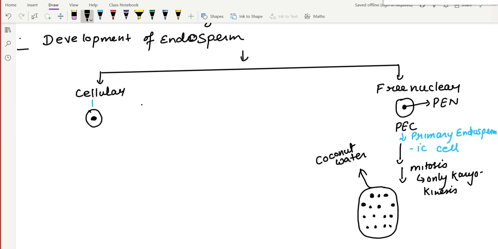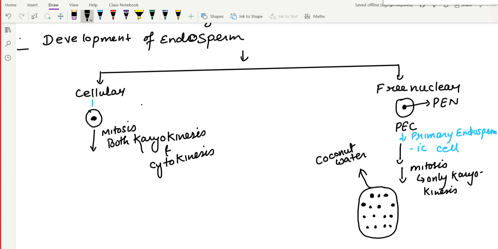Now whenever we talk about cellular, what happens? Here also there will be mitosis, but this mitosis will undergo both karyokinesis and cytokinesis. कि यहां पर हमारा क्या होगा? कैरियोकाइनेसिस और साइटोकाइनेसिस हम लोगों को दोनों देखने को मिलेगा. तो क्या होगा सर? पहले एक सेल से दो सेल बनेंगे.